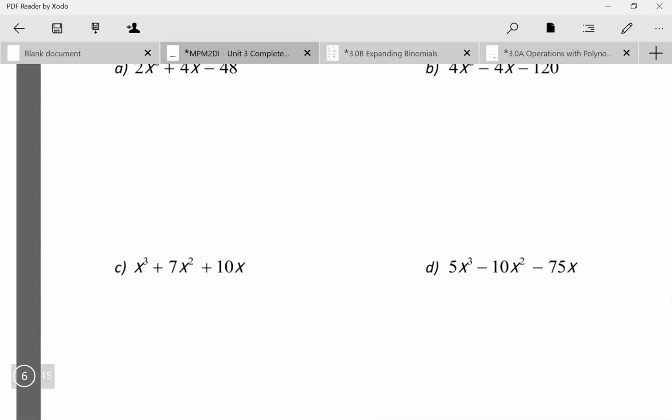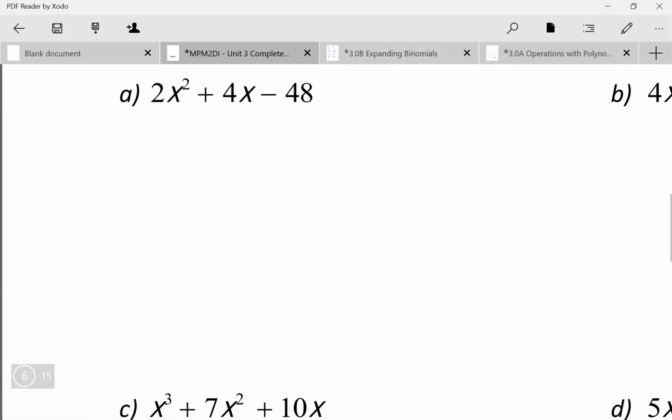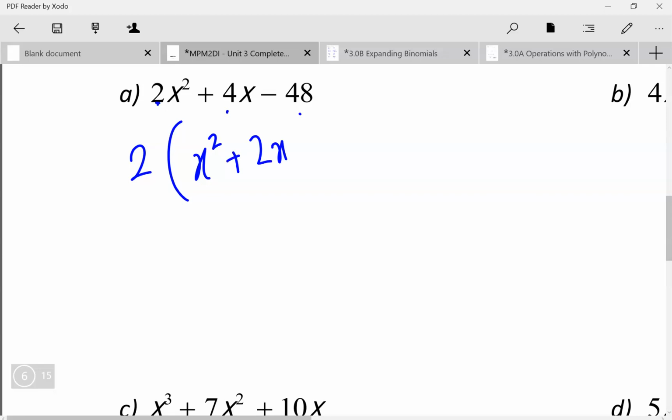So again, we'll just practice some of these questions over here. Again, I see that I have a coefficient in front of my x squared. I check to see whether it can be factored out. It can, so I am going to factor that out. Now I have a simple trinomial.